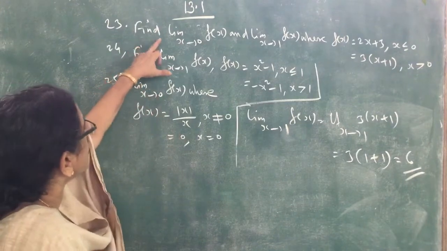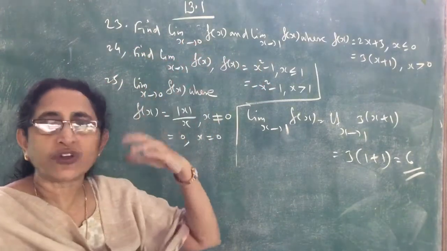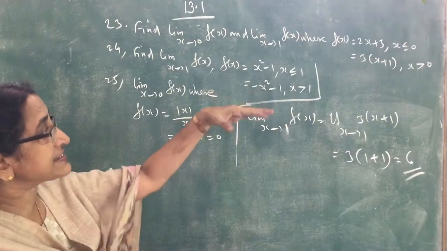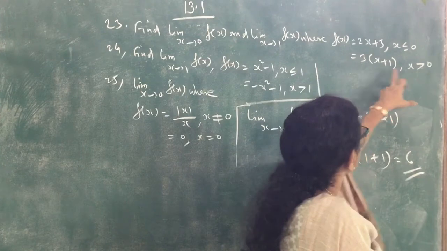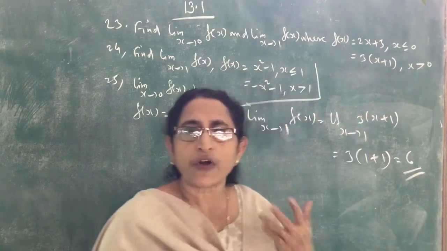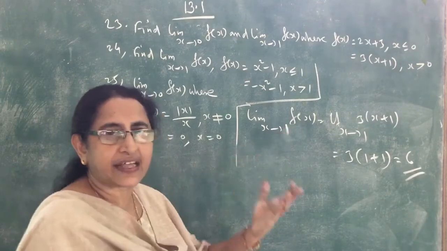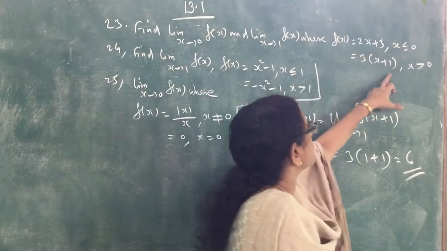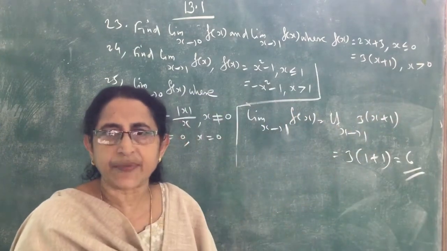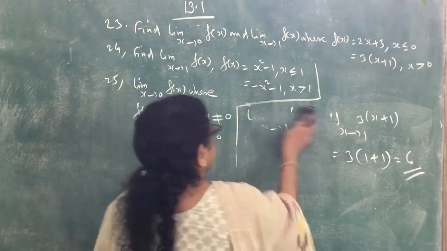So we found both limits: the limit as x tends to 0 of f of x and the limit as x tends to 1 of f of x. In the first case we found both left and right limits, because for x less than 0 the function is this one, and for x greater than 0 the function is different. But in this case, for x less than 1 or x greater than 1 and very close to 1, the function is the same, 3x plus 1. So no need to find left and right limits; directly only one limit we need to find. So we got the answer 6.